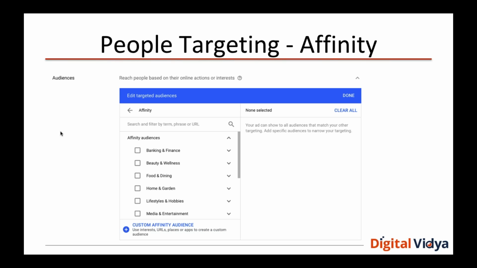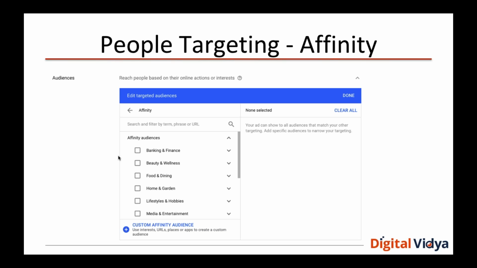Is the difference clear to everyone? How audience targeting is different from contextual targeting? Earlier you were targeting the pages, now you are targeting people. Okay, so affinity targeting, any doubt? Can I move on?